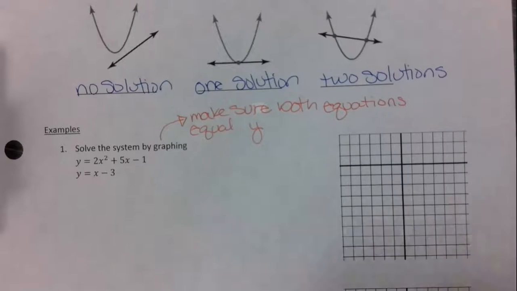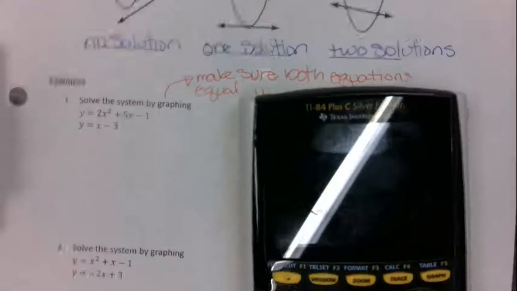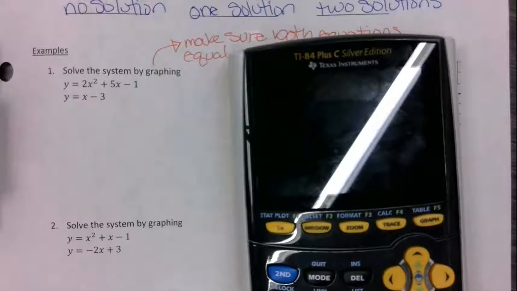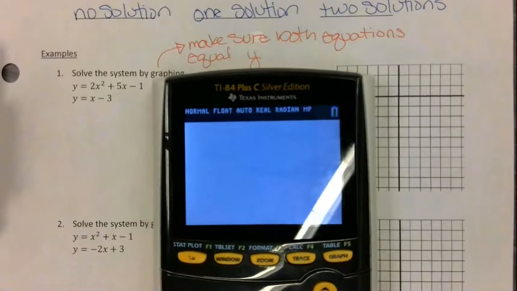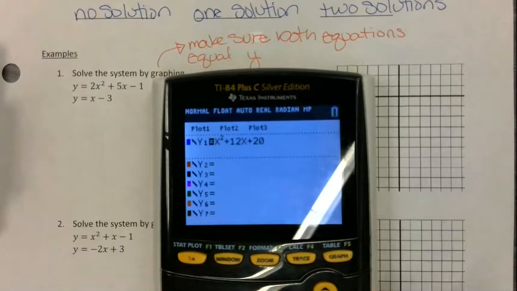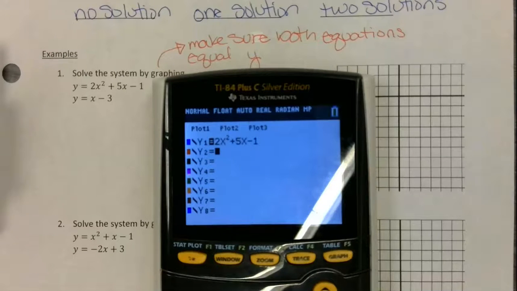Okay, so then I'm going to go into my calculator, and I'm going to turn it on. Then I'm going to go to y equals. I'm going to type my top equation in the top, so I'm going to do 2x squared plus 5x minus 1. And then in the second equation, I'm going to do x minus 3.